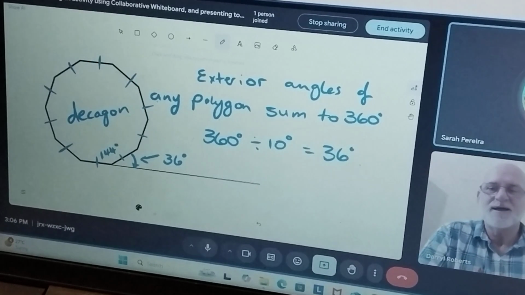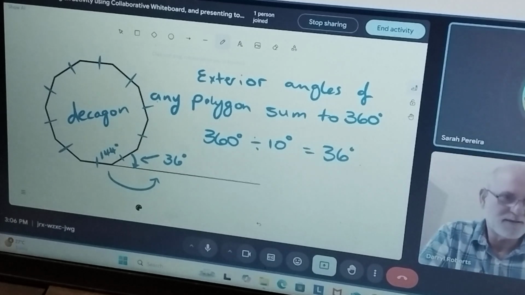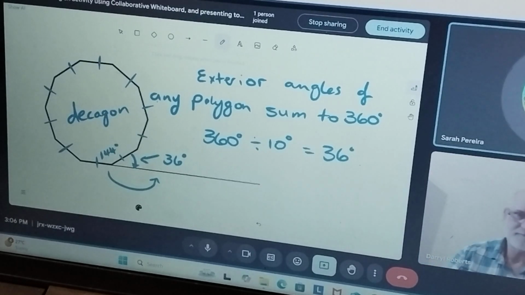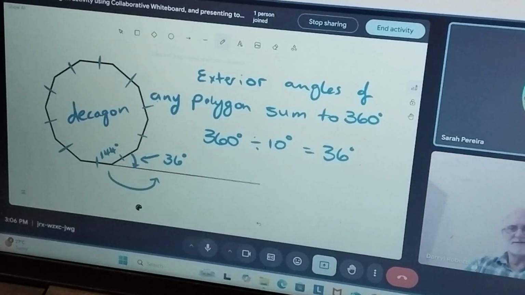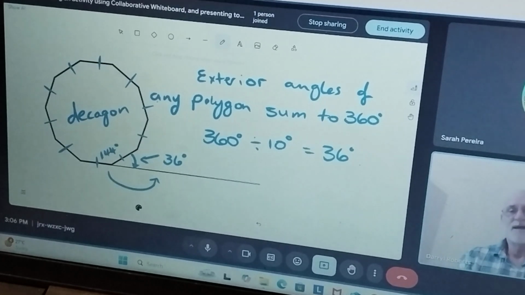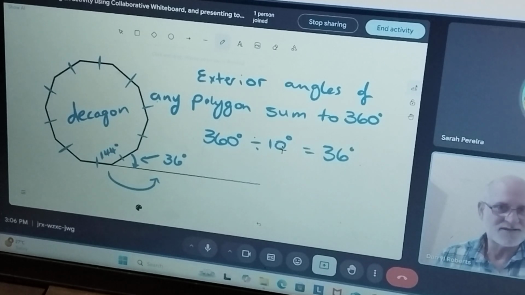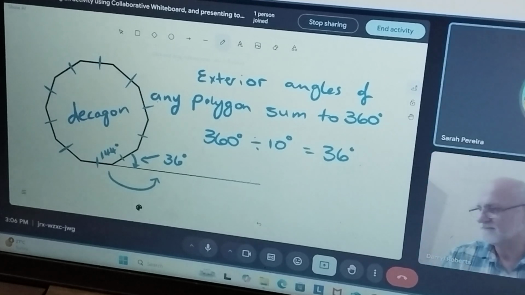Oh, okay. Alright, now, Sarah, if you add 144 to 36, what do you get? Okay, wait, let me do this without a calculator. Yes, 180. Good. So can you see you can use this method, but this only works if it's a regular shape. If you've got a regular shape, you can find the exterior angle simply by saying 360 divided by the number of sides, and then subtract that from 180. That will give you the interior angle.